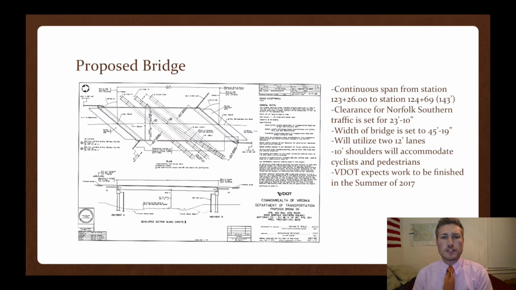The new proposed bridge is going to be a complete overhaul, which means we're going to have to demolish the old bridge and then put a new bridge in. It's going to be one continuous span from station 123 plus or minus 26 to station 124 plus 69, which is roughly 143 feet, according to the plans. The clearance for Norfolk Southern's traffic is set to 23 feet, 10 inches. The width of the bridge is 45 feet. This new bridge will utilize two 12-foot lanes with two 10-foot shoulders, which will accommodate cyclists and pedestrians. VDOT expects this work to be finished in the summer of 2017.